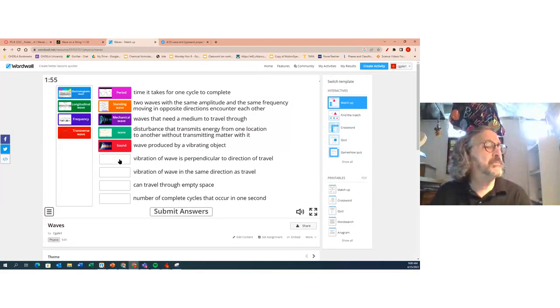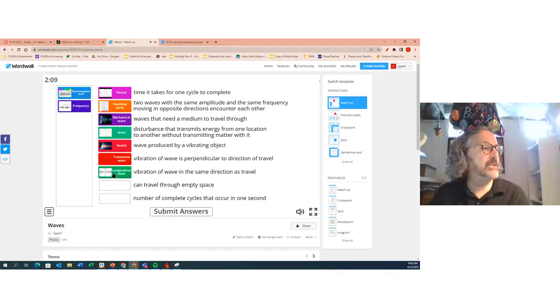A vibration of a wave that's perpendicular. We're going to be talking about this, but you probably have seen these. These are transverse waves. And the waves that are in the same direction are longitudinal. Sometimes they call them compression waves. And waves that can travel through empty space, that is your electromagnetic wave. So that's light. If we didn't have light coming to us, we would not be here. The number of cycles that occur in 1 second, that is frequency.